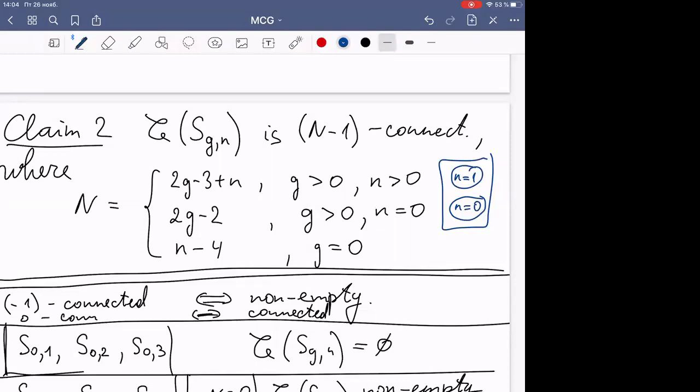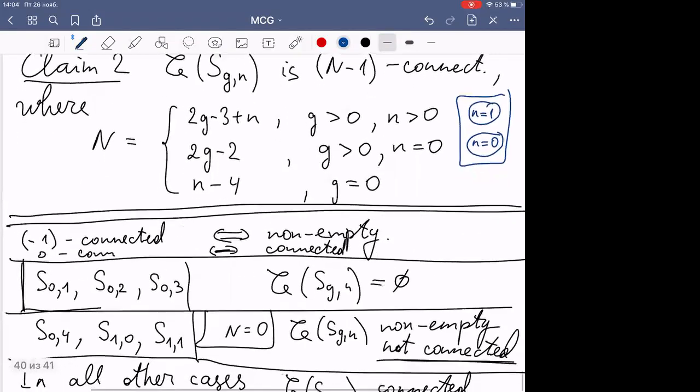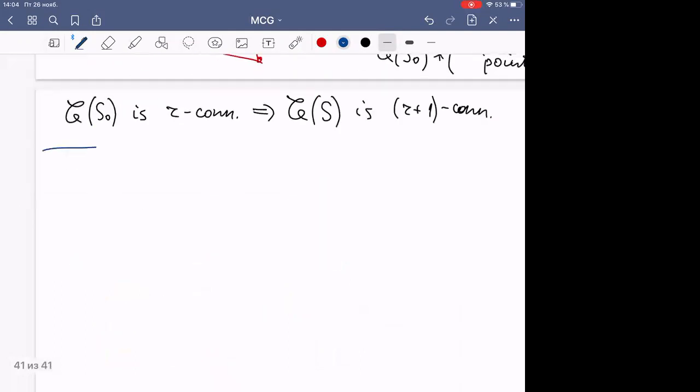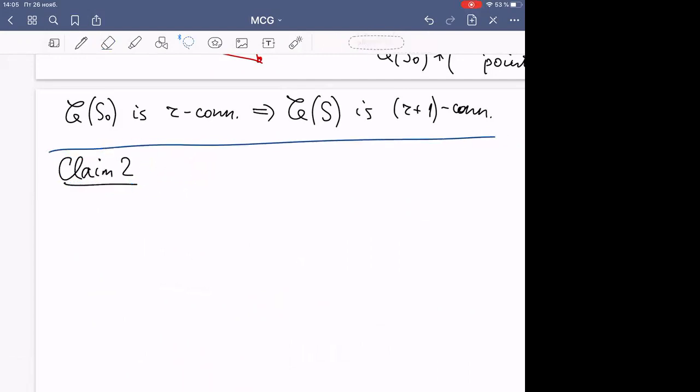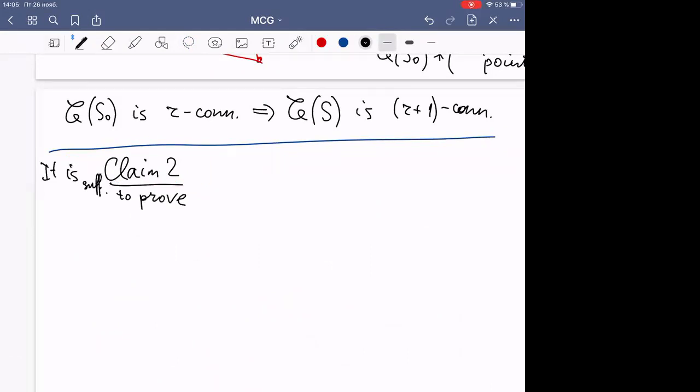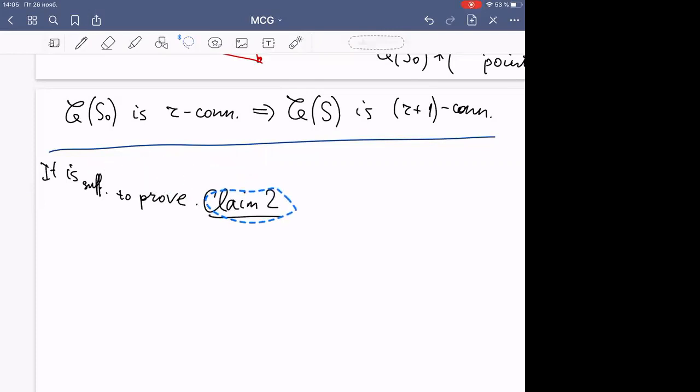So it is sufficient to prove our claim 2. It is sufficient to prove claim 2 only for n equals 0 and n equals 1.